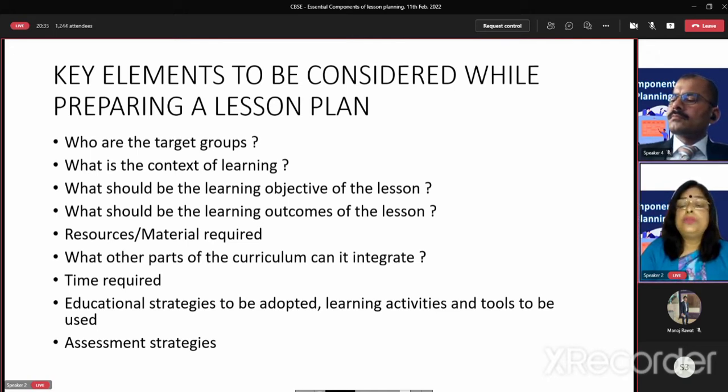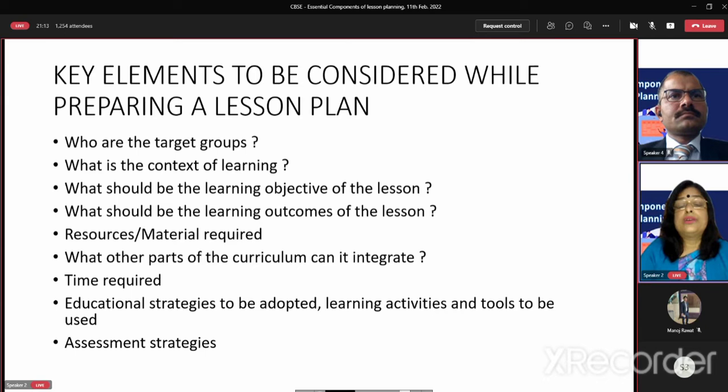Then the resources and material required. As we are performing here on this platform, we see everyday changes in technology and the hybrid learning system right now. So it is a challenge for us: what resources are we going to pick and use that will be beneficial for our children, for our learners? What are the tools and techniques that we are going to adopt so that we can make our teaching more effective?